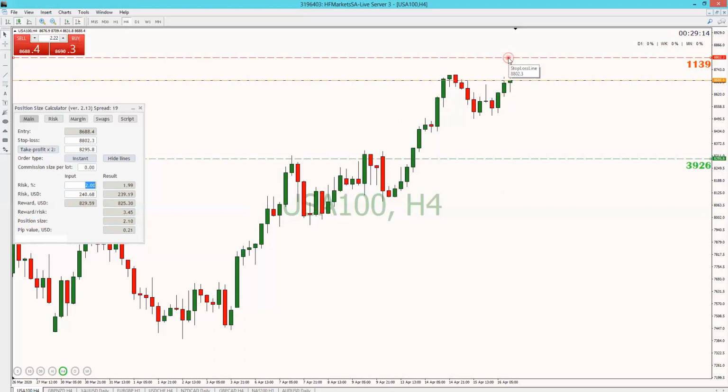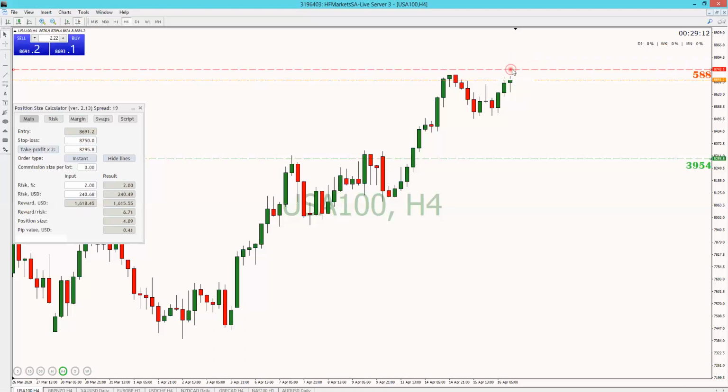Setups are going to be different. If I decide to put my stop loss a little bit down, notice how the lot size changed. Remember what I said: the stop loss is inversely proportional to the lot size. Notice how much the stop loss has changed, but the money that I'm risking is still the same, still 240.